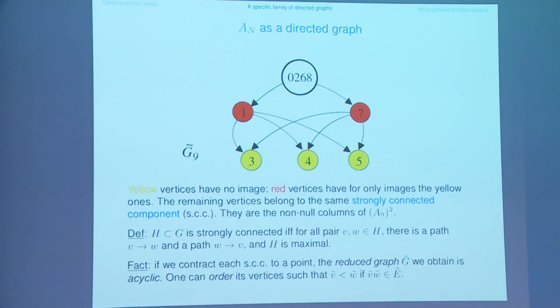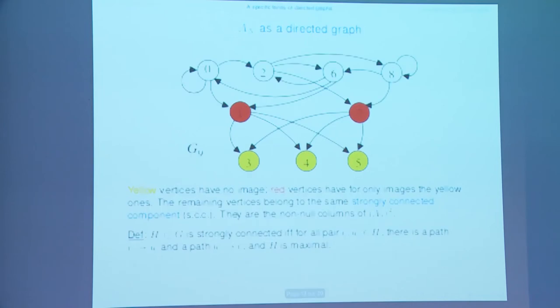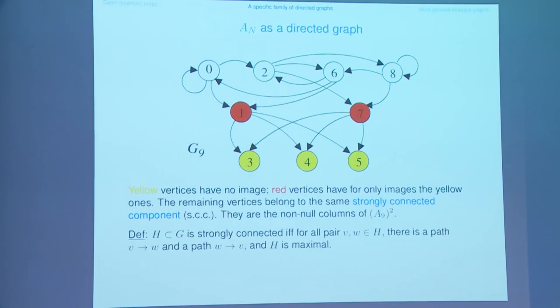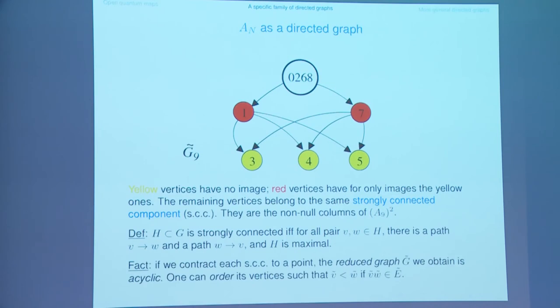Reduced graph means that we group together all the elements of the strongly connected component. Here, these two, we group them into a big vertex. We don't keep the arrows between them, but we keep the arrows with the external nodes. And so what we get is a reduced graph like this. And this reduced graph, by definition, because we grouped the strongly connected component in one big vertex, is what is called acyclic. There's no cycle in this graph.